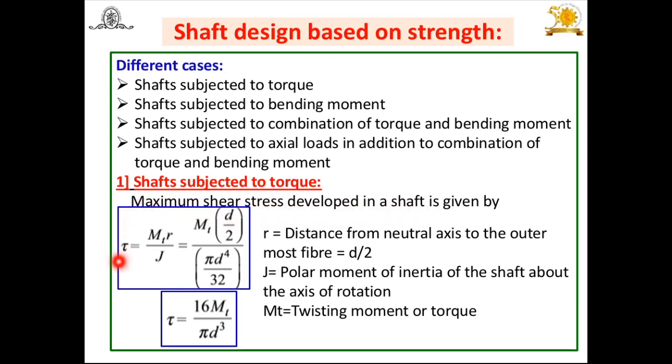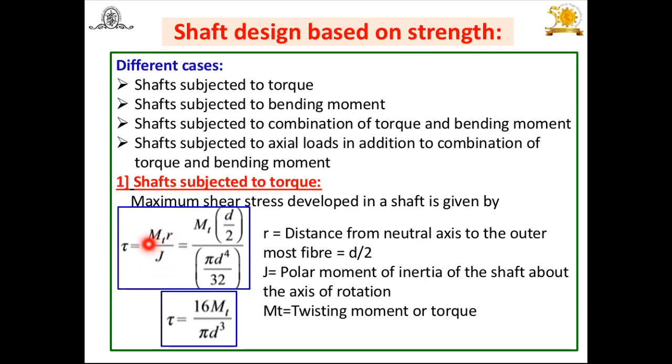In the strength of machine elements topic on torsion, we have studied the basic equation: tau by J, equal to MT by J is equal to tau by R, or tau by R is equal to MT by J. From this equation we can find the maximum stress or permissible shear stress: tau is equal to MT R by J.